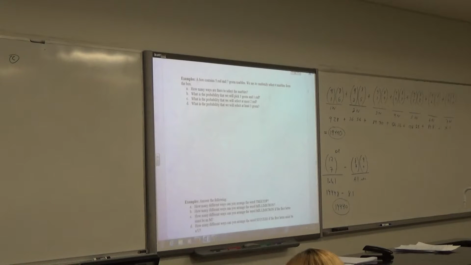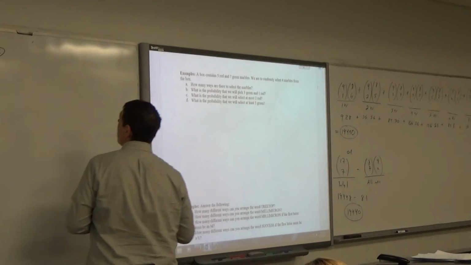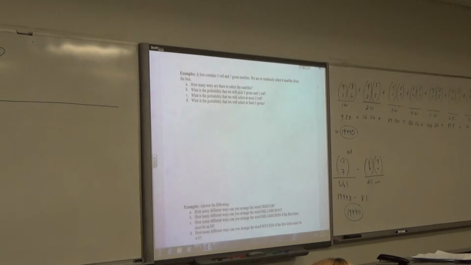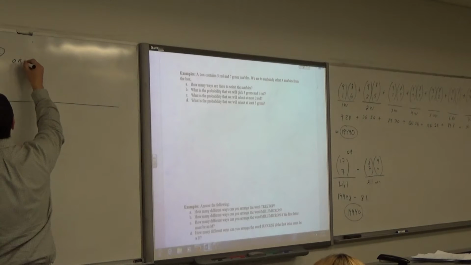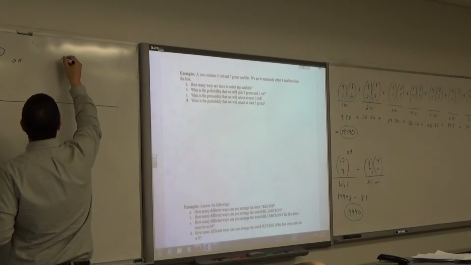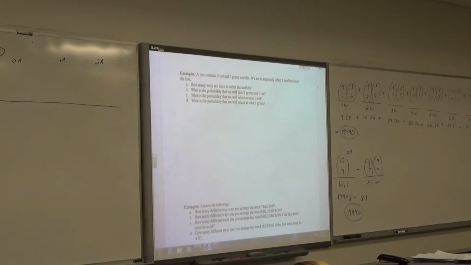So for item C, this one says, what's the probability that we will select at most 2 red marbles? Okay, so now we have an at most problem. All right. If I want at most, okay, that means I want at maximum 2. So at least means at minimum, at most means at maximum. So what's one possible outcome for at most 2 red marbles? So we could have 0 red marbles, right? So one could be 0 red. Okay. What's another possibility? 1 red, 1 red marble, right? What's another possibility? 2 red. 2 red marbles. Could we pick 3 if we want at most 2 reds?